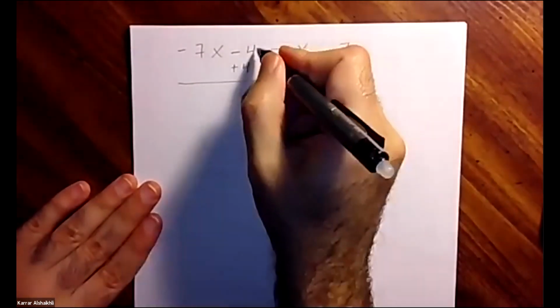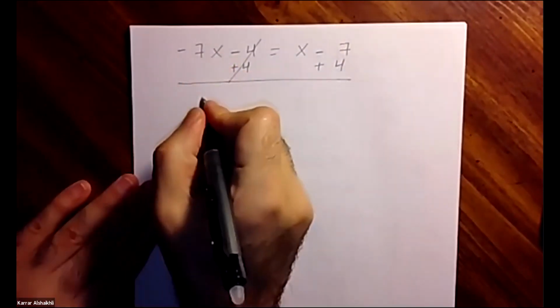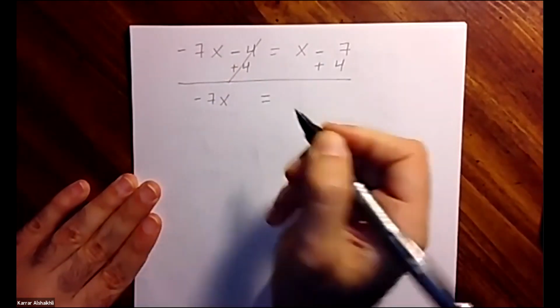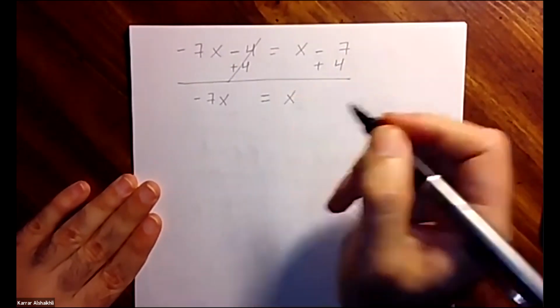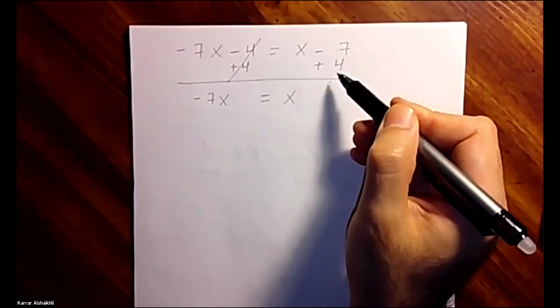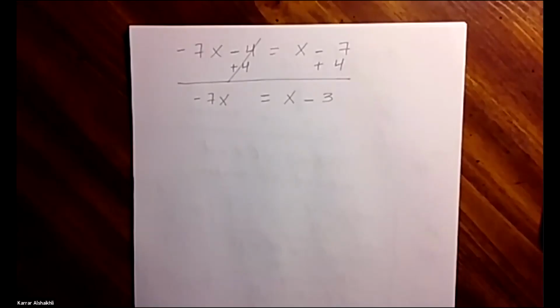Negative 4 plus 4 is going to cancel. The leftover from this side is negative 7x. Here's the equal sign. The leftover from the other side is x. Negative 7 plus 4 is going to be, is that right? Yes. Now, what's the next step? We're going to divide by negative 7 both.